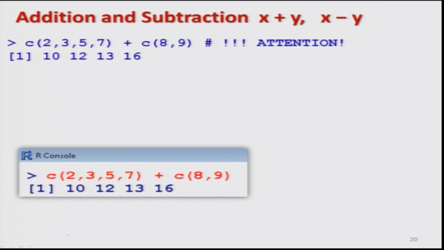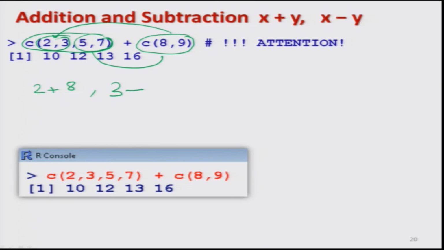Now, I am trying to take another example where I have a vector of 4 elements and I am trying to add another vector of 2 elements. So, what is really happening is that these 2 elements are being added to these 2 elements, and these 2 elements are again added to the next ones. So, practically we get 2 plus 8, 3 plus 9, and again 5 plus 8 and 7 plus 9, and this is the outcome that we are getting over here, and this is the screenshot, right.